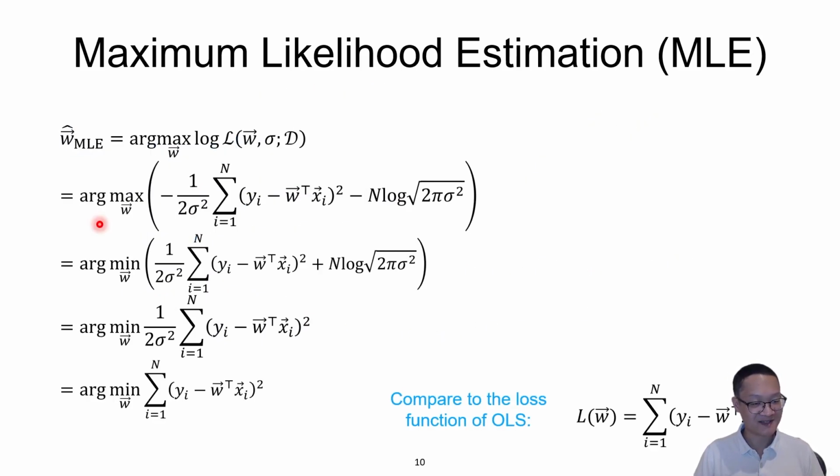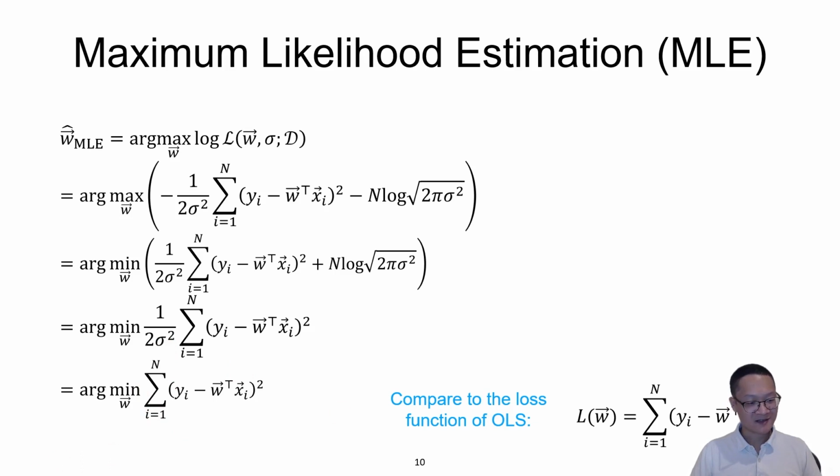Okay, to recap a little bit on the slide, we're computing the argmax over W of the log likelihood. First, we plugged in what the log likelihood looked like. On the slides, the next step was to remove the negative sign, make them positive, and turn the argmax into argmin. Then we removed the n log constant term, and then we removed the 1 over 2 sigma constant term in the front. And then we arrived at something that looks exactly the same as ordinary least squares.